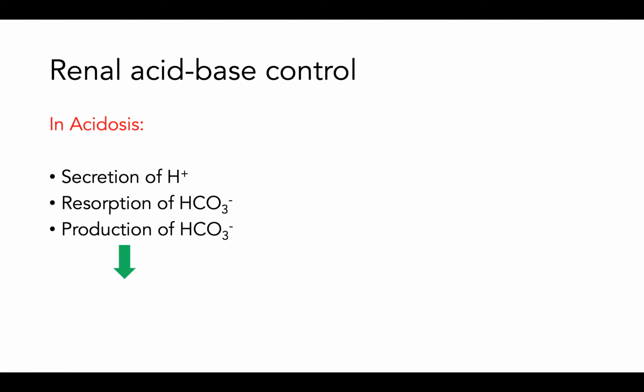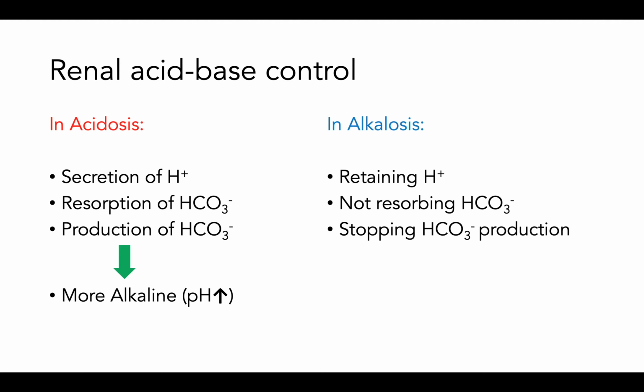Now, all of these things go together to make the blood more alkaline or to increase the pH of the blood. And then it follows logically that in alkalosis, the kidneys can reverse these functions. They can retain H+ ions rather than excreting them, and they can stop the resorption and production of bicarbonate, and all of this will go together to lower the pH of the blood or make it more acidic.